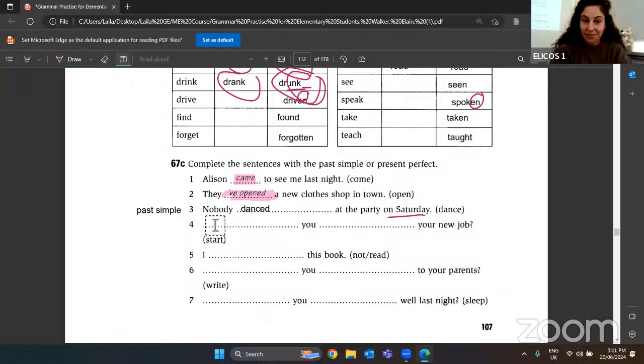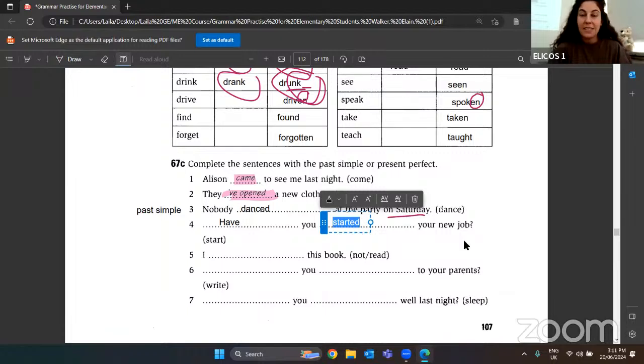Peter, it's a question. Have you, then the past participle. Have you started your new job? Because it doesn't say when. It didn't say, did you start your new job yesterday? It says, have you started your new job? It doesn't say the time. Yeah, exactly. There's no time.